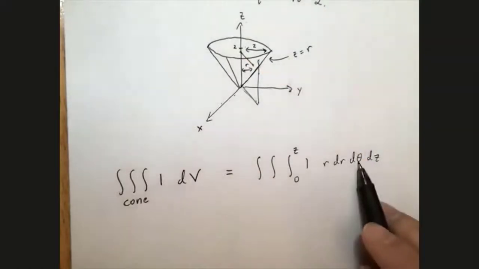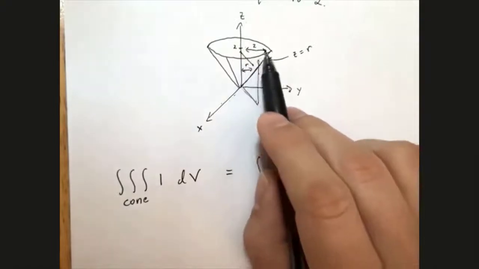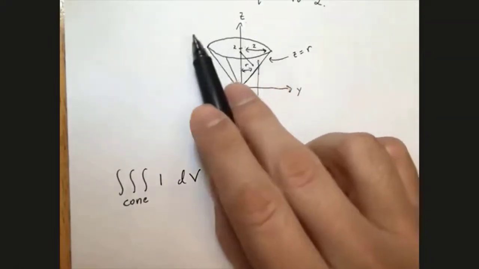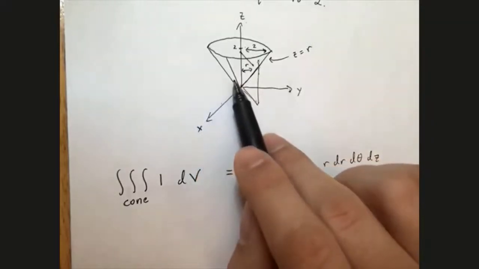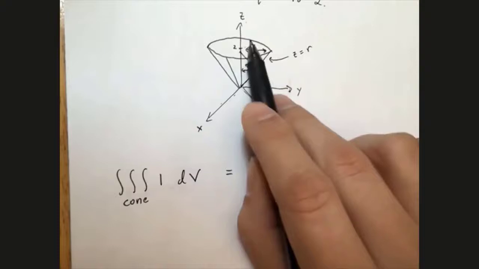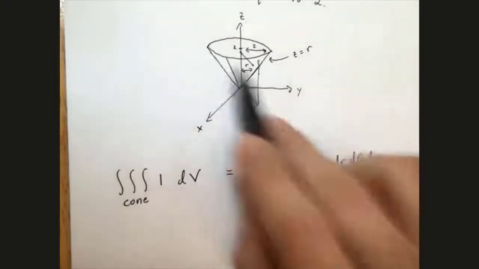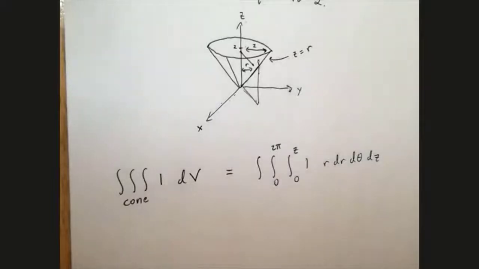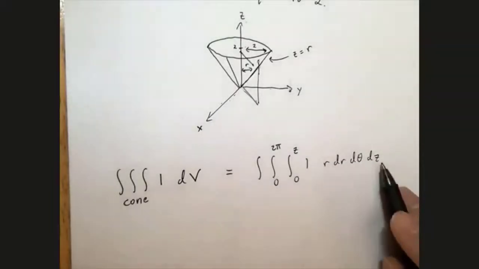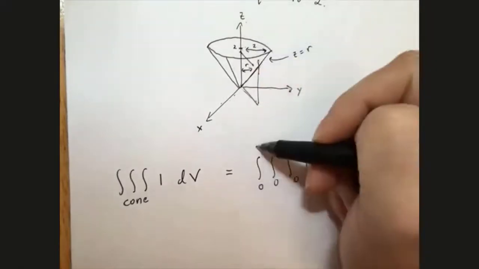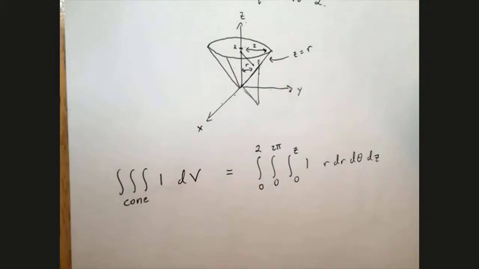What about my theta? Well, theta is how far I go around. Well, look, I went all the way around. I got a circle here. The top of the cone is a circle. So if I was doing half the cone, I would just do theta from 0 to pi. But I'm doing the whole cone, so I go from 0 all the way to 2 pi. And then what does z do? Well, the height of the cone is 2, so z goes from 0 to 2.